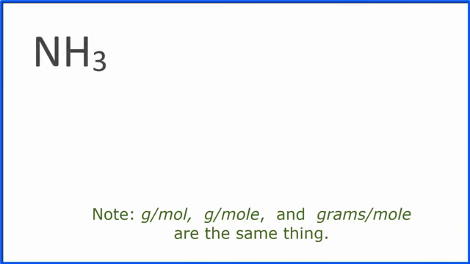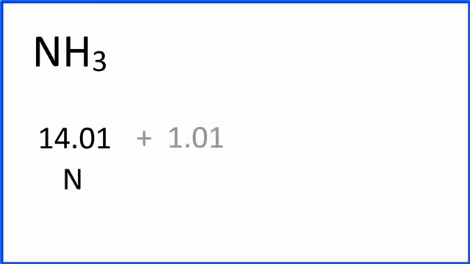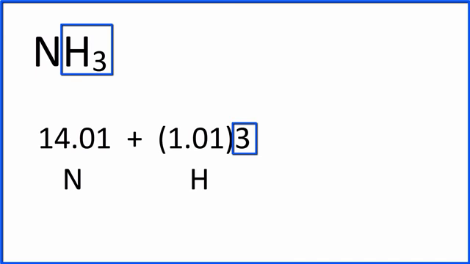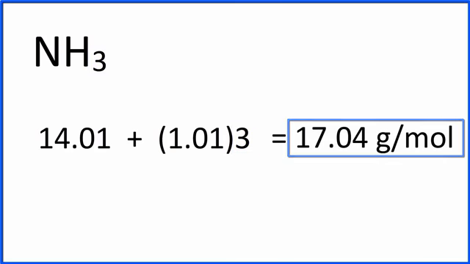Let's try another, NH3. So first, we look up the atomic masses on the periodic table. We have 14.01 for nitrogen and 1.01 for hydrogen. And then we're going to multiply that hydrogen by 3 because there's a subscript of 3 after the H. Once we do that, we add everything up and we have the molar mass for NH3.